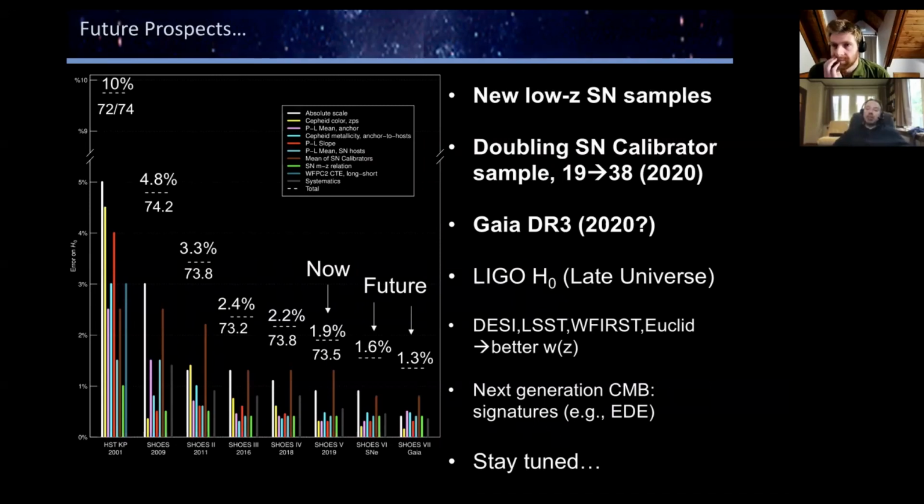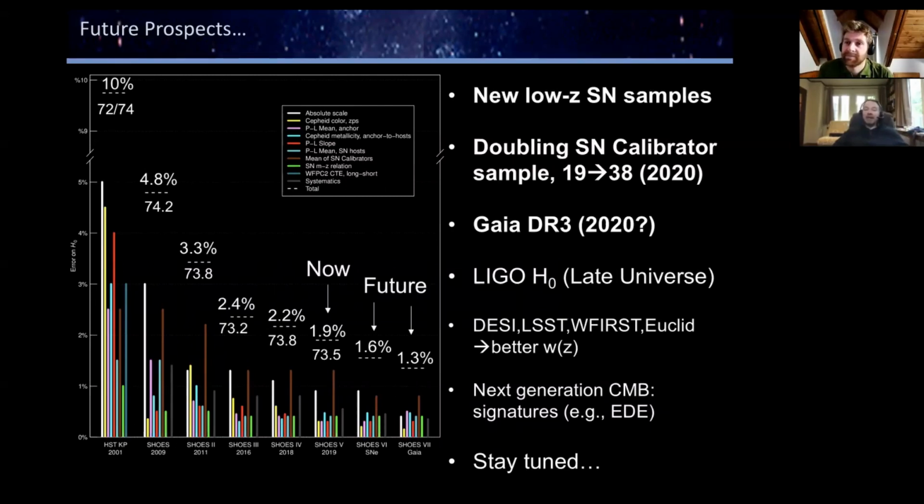So the SHOES team is in the process of doubling the sample of calibrators of supernovae and Cepheids from 19 to 38. And this will be the only doubling we will ever see because there's only one that occurs about every year and a half or two. It's taken us about 35 years for nature to produce this many supernovae nearby. We're not going to be able to do that again in the lifetime of Hubble.